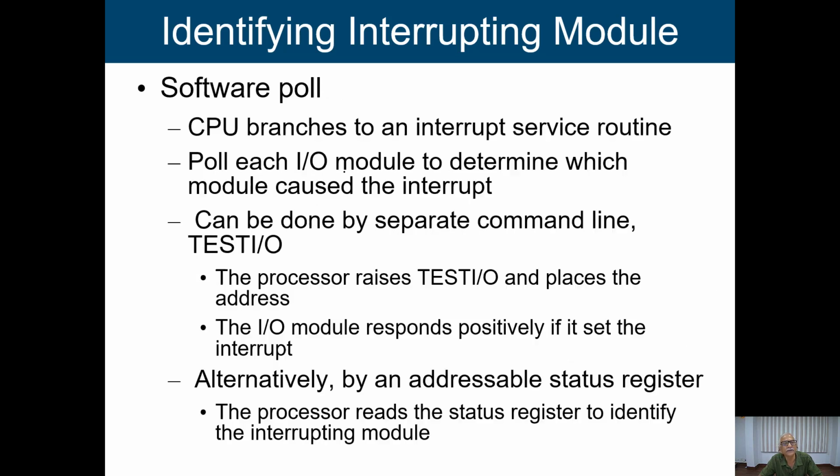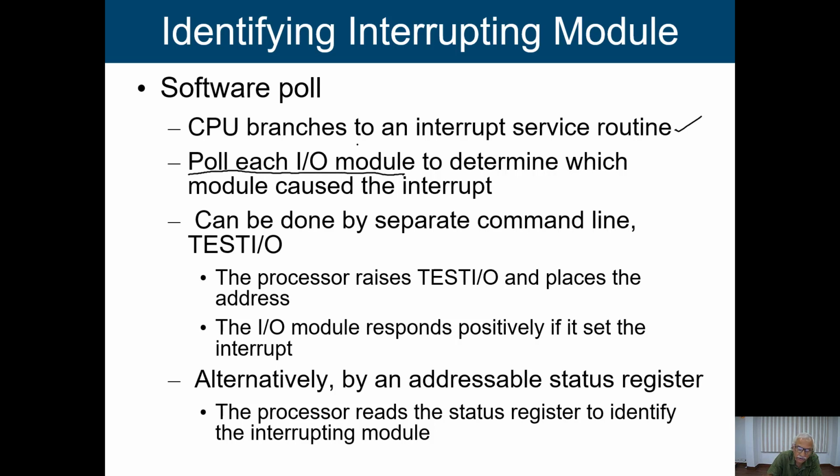Now, what happens in the case of a software poll? The CPU branches to an interrupt service routine. When an interrupt occurs, it branches to an interrupt service routine, which is a generic one. Now, poll each I/O module to determine which module caused the interrupt. Okay. Several modules are connected to this particular interrupt line, and now it is going to poll each I/O module.